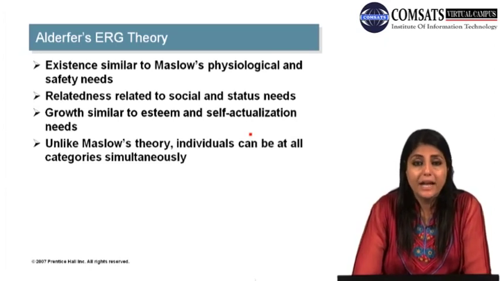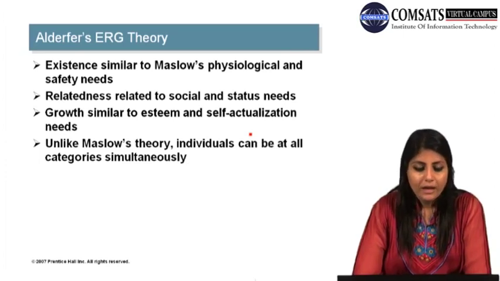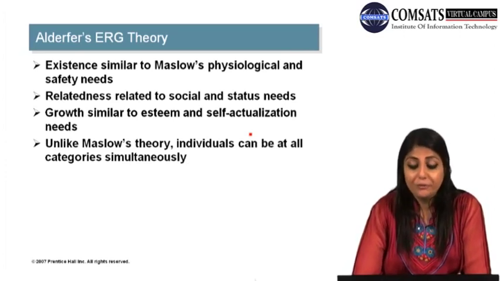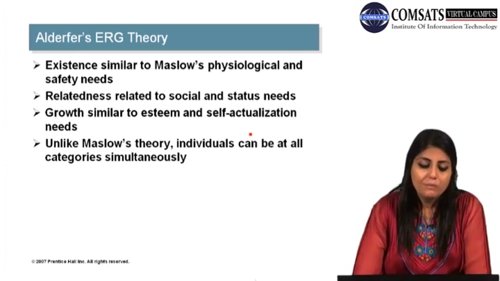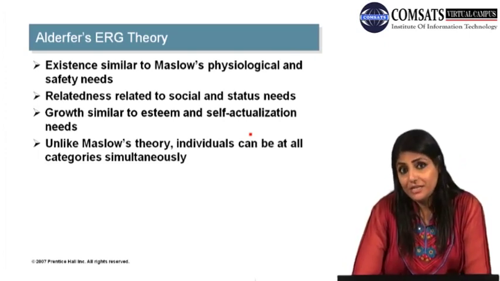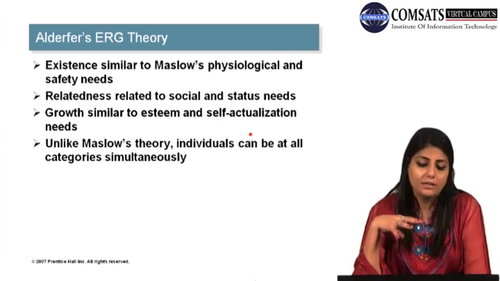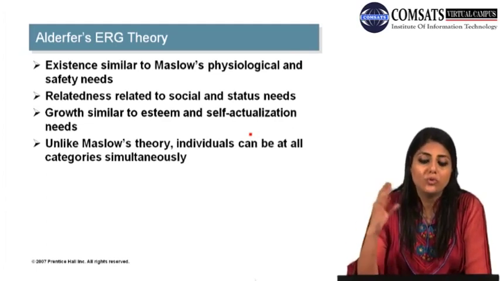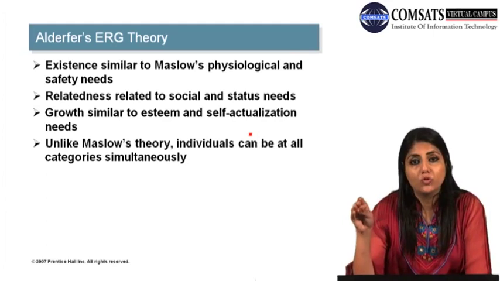Then basically an advancement to Maslow's theory was Alderfer's ERG theory, right? ERG theory is basically similar to Maslow's theory except for a very few differences, right? So E stands for existence, and existence is similar to Maslow's physiological and safety needs. As the name indicates, the theory divides the needs of individuals into existence, relatedness, and growth needs.